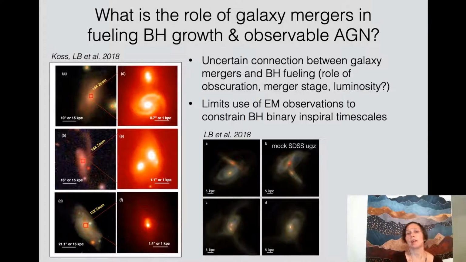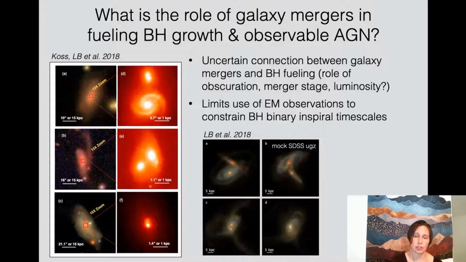The next topic is the role of galaxy mergers in fueling black hole growth and the AGN that we observe. So, as I said, the connection between galaxy mergers and AGN is uncertain, and this likely has a lot to do with the roles of obscuration, dust obscuration in merging nuclei, as well as the dependence on merger stage and AGN luminosity in determining the exact quantitative relation between mergers and AGN.